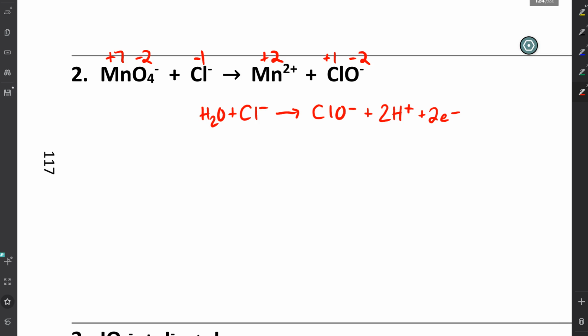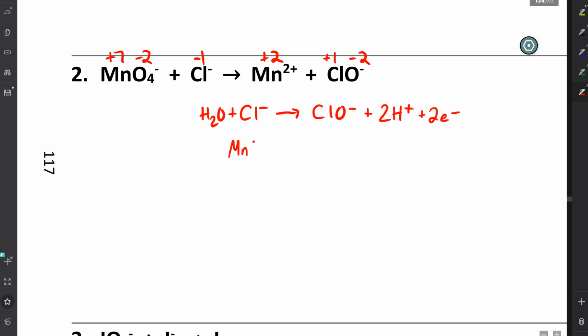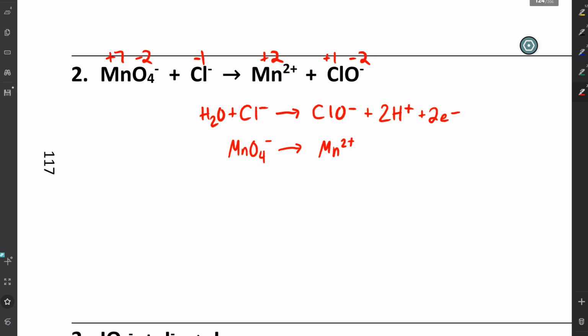Let's take a look at manganese. Got the permanganate ion forming manganese 2 plus. Try this one out on your own. Pause the video, write the rest of the reduction half reaction, and then you can check it against my work. Check your work. How did you do? 5 electrons plus 8 H plus the permanganate ion yields Mn2 plus 4 water.